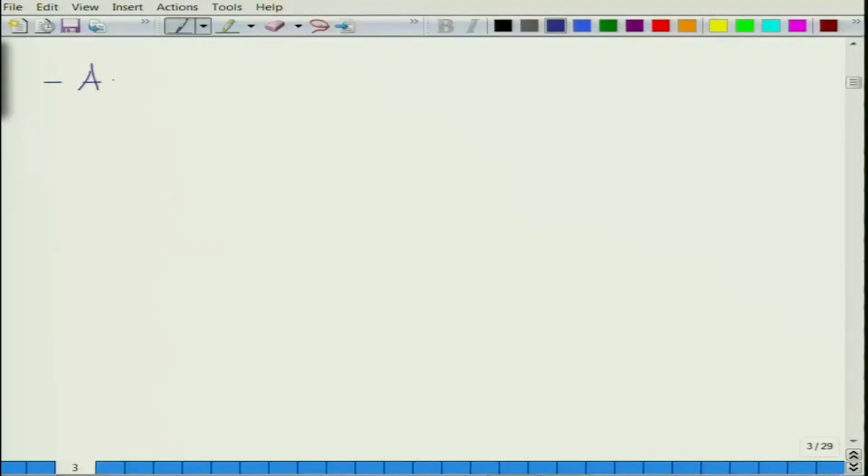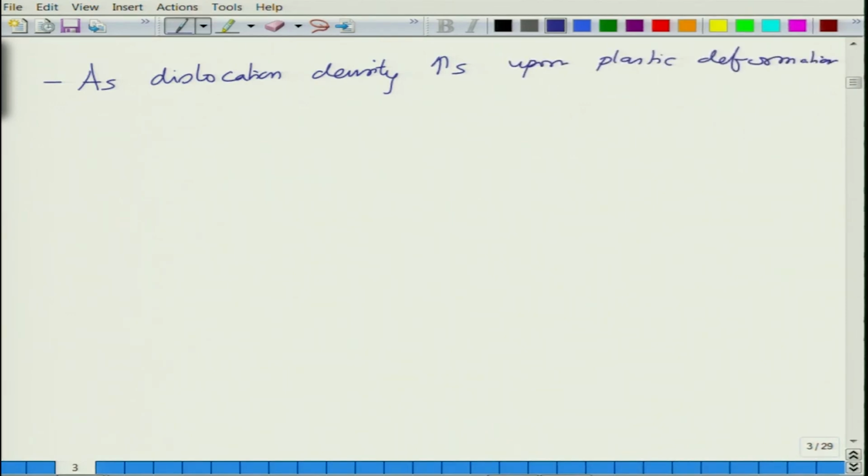Now we also said that dislocations are the ones which lead to lowering of stress, but experimentally what we observe is that as the dislocation density goes up, the stress required to move a dislocation also goes up. So basically, as dislocation density increases upon plastic deformation, this also leads to an increase in the stress that is required to move the dislocations or cause plastic deformation. So that is what is strain hardening.